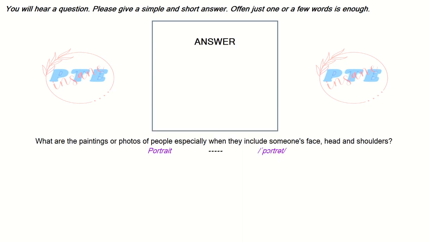What are the paintings or photos of people, especially when they include someone's face, head, and shoulders? Portrait.